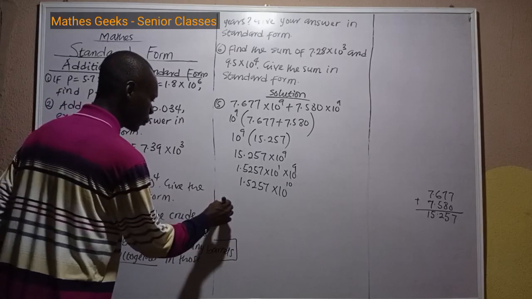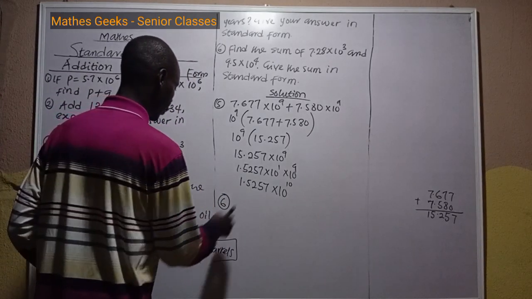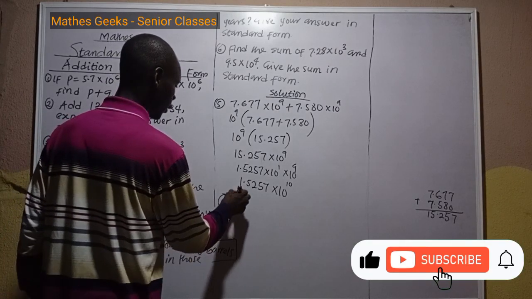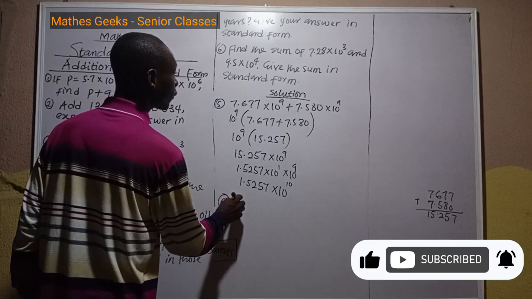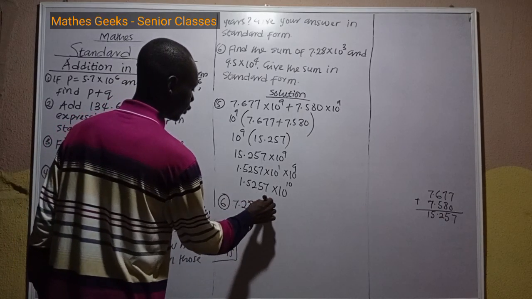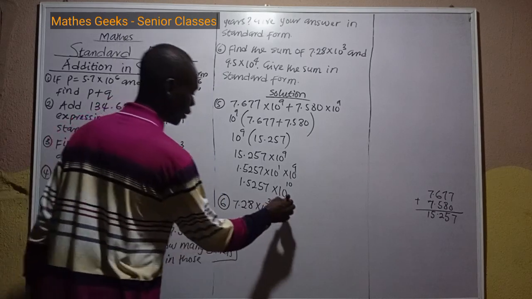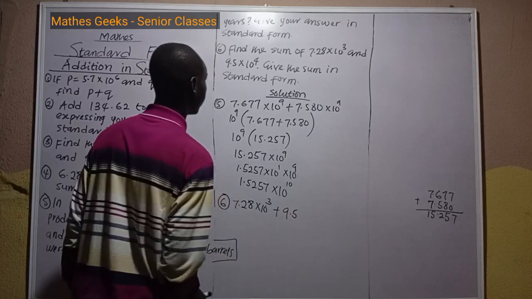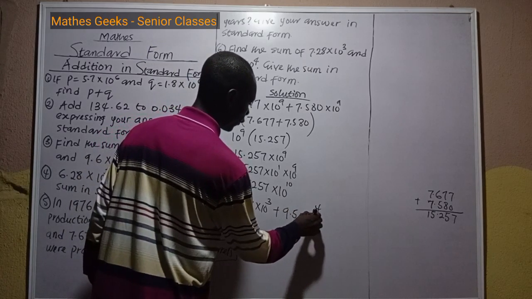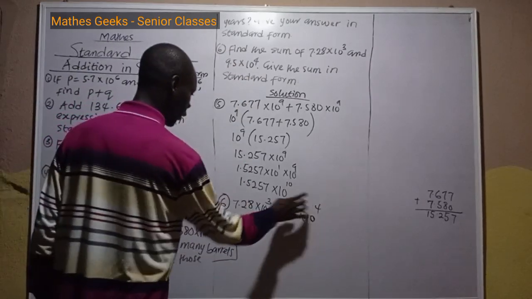Number 6. Find the sum of 7.28 times 10 raised to the power 3 plus 9.5 times 10 raised to the power 4. Okay, so first thing is to make the powers the same.